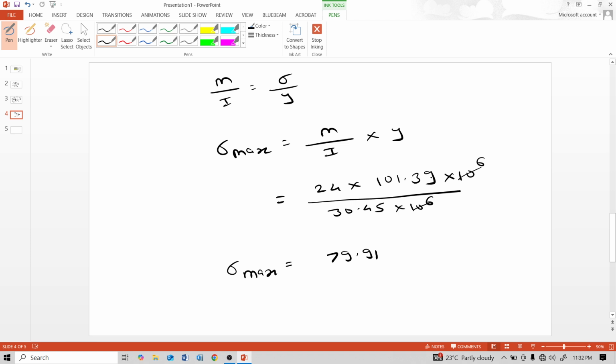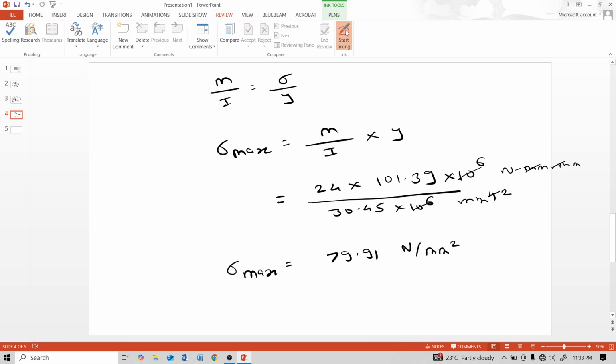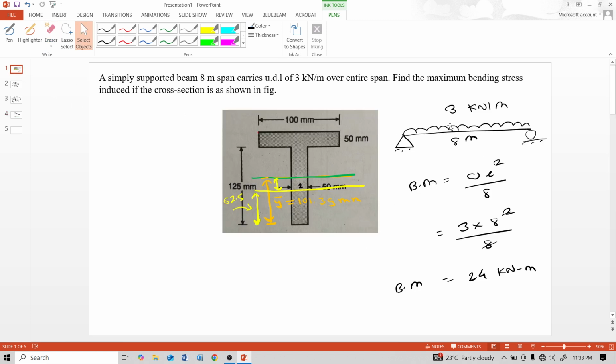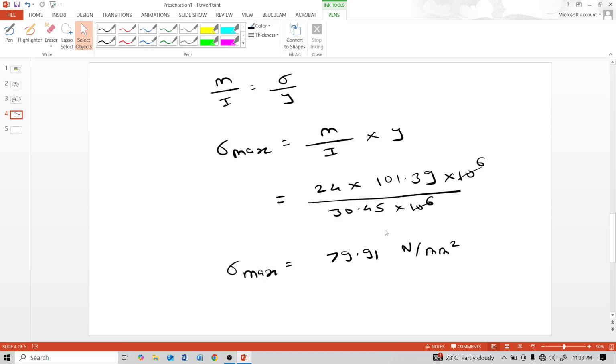This 24 into 10 raised to 6 is in Newton mm, and this y is also in mm, and this moment of inertia is in mm raised to 4. So the mm cancel and mm raised to 2 remains, so Newton per mm square is the unit of maximum bending stress. So the maximum bending stress is 79.91 Newton per mm square. Thank you very much.